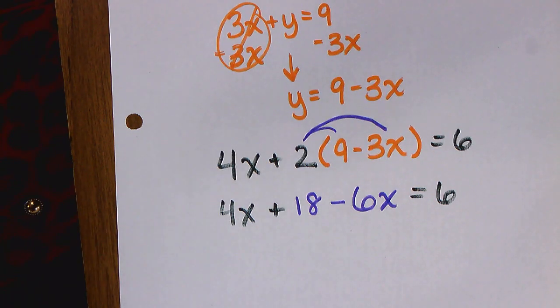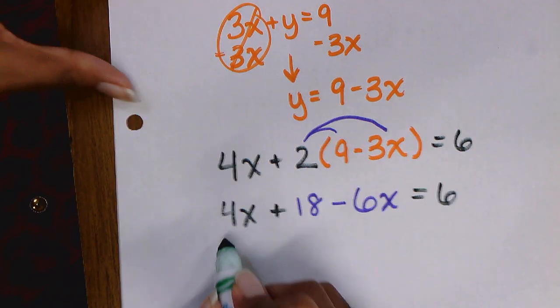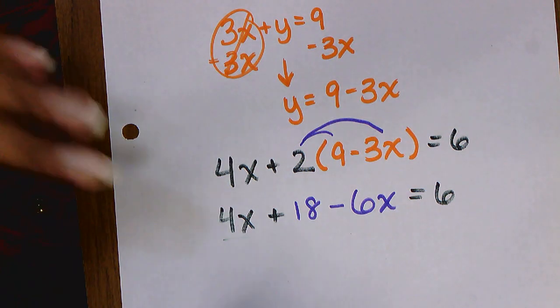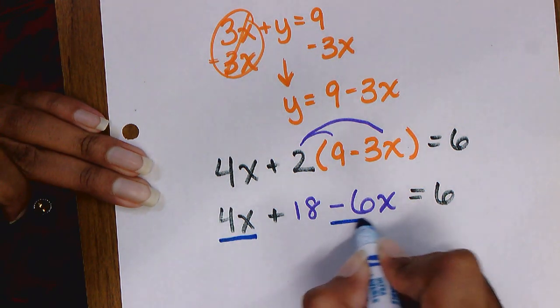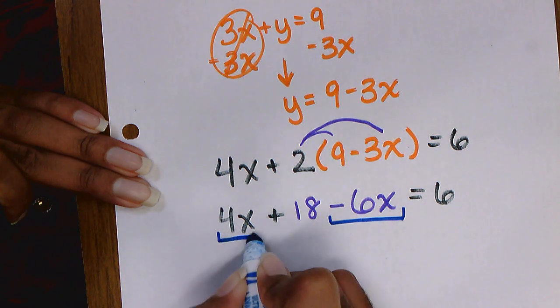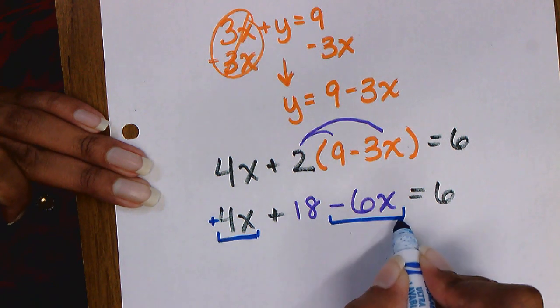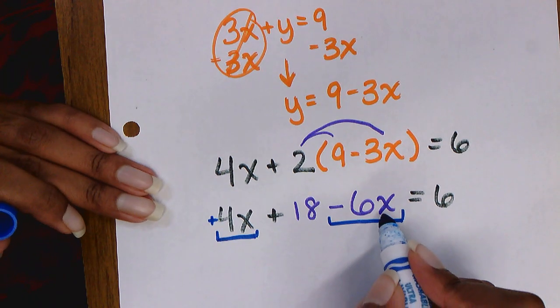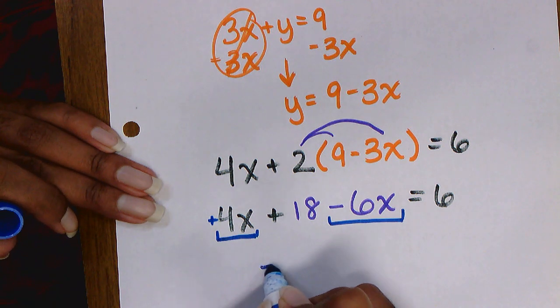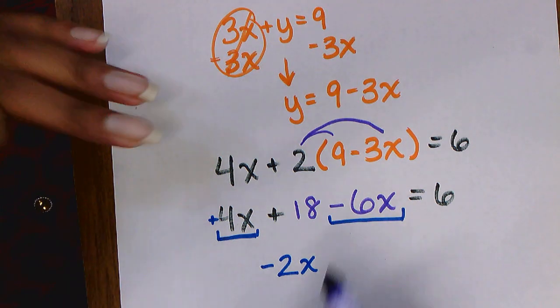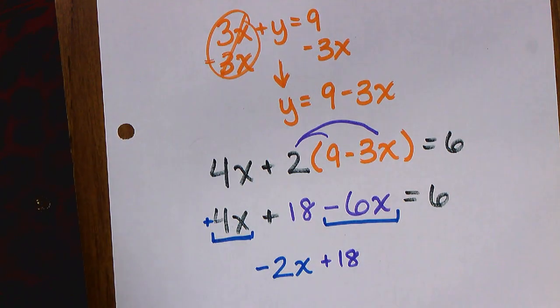Now, the third step would be to combine like terms. So I see an x term here, an x term here. Remember, you got to keep the sign that is in front, right? There's like an invisible plus. So I see a plus 4x minus 6x. So that will combine to be negative 2x. Right? Then we have our constant 18. And all of that is still equal to 6.